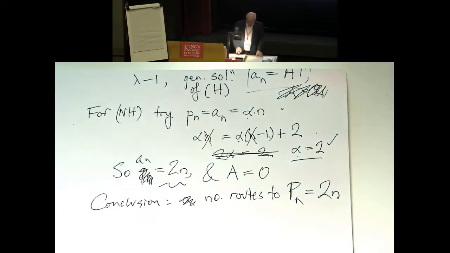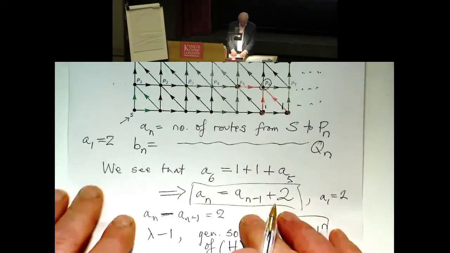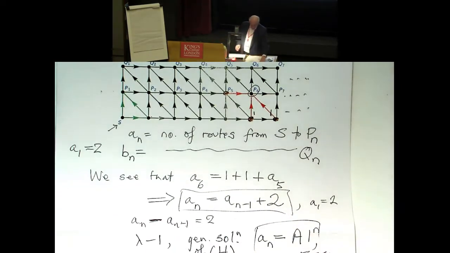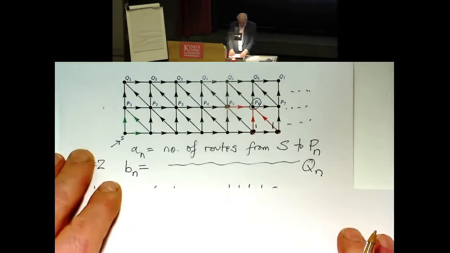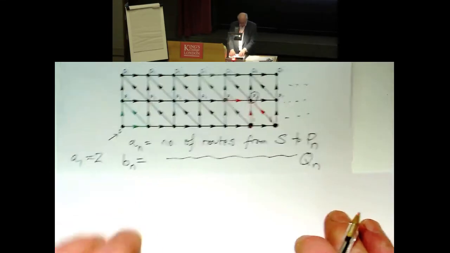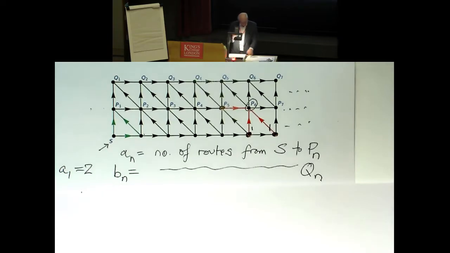Now, what about the b's? Well, we have to go back to our diagram, which is here, and try and find how I can get to a q. So let's start again and try and see what we can say about b_n. This is all explained in the notes.